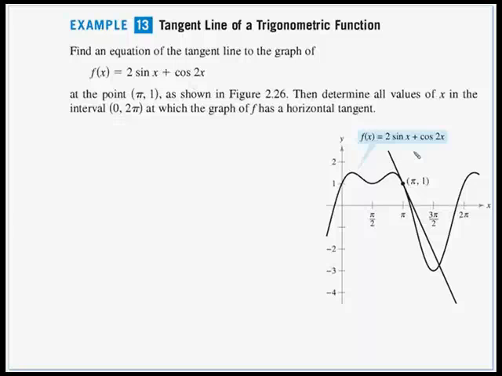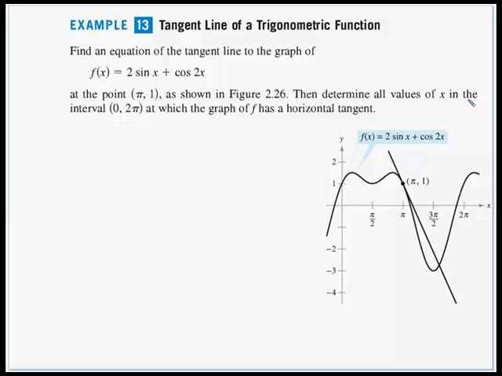Okay, we're going to continue on with section 3, the chain rule, in this video, and we're going to start with this example 13, and this is a doozy to start with. The tangent line of a trig function. Find the equation of the tangent line to the graph of this function, 2 sine x plus cos 2x, at the point pi comma 1, as shown in the figure.